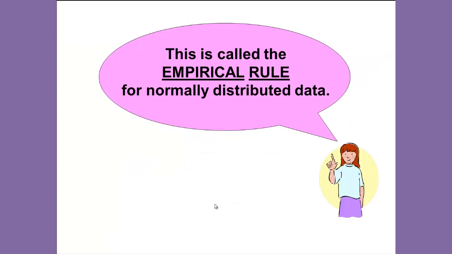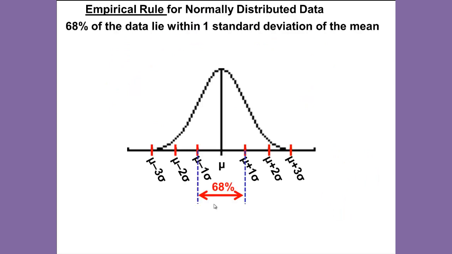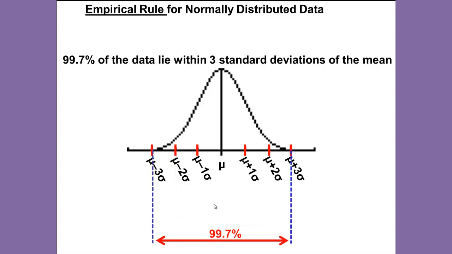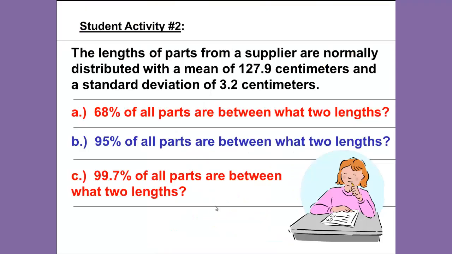This is called the empirical rule for normally distributed data, and that is a very, very brief review of the empirical rule. I do have a more detailed review of that in another video. Again, remembering 68% of the data lie within 1 standard deviation, 95% lie within 2 standard deviations, and 99.7% lie within 3 standard deviations of the mean. Here is an activity for you to try using the empirical rule to answer the questions.